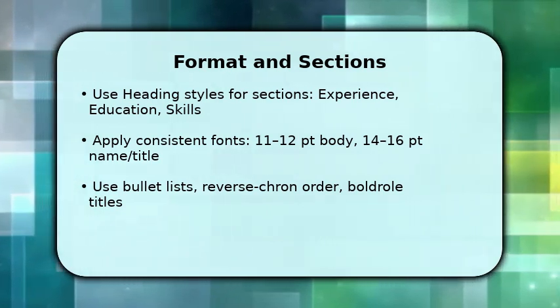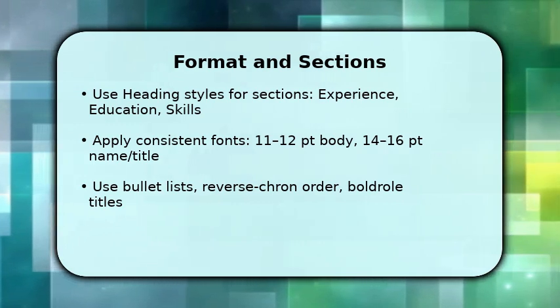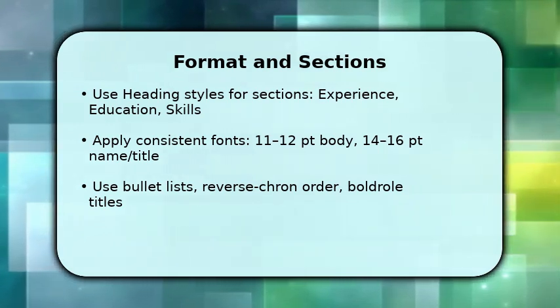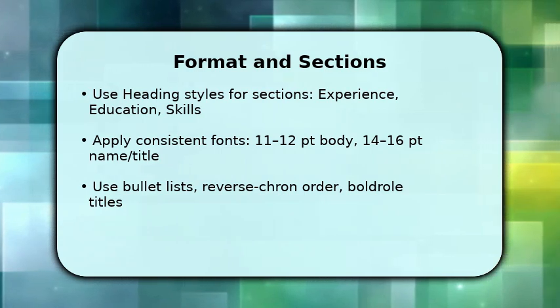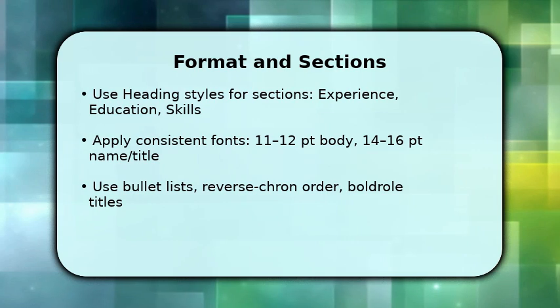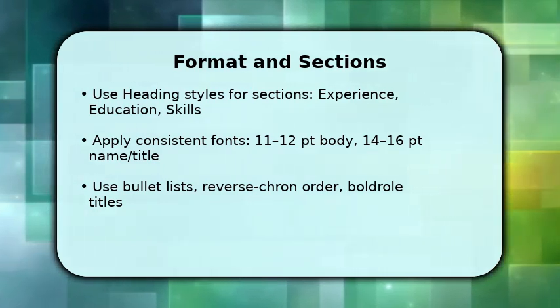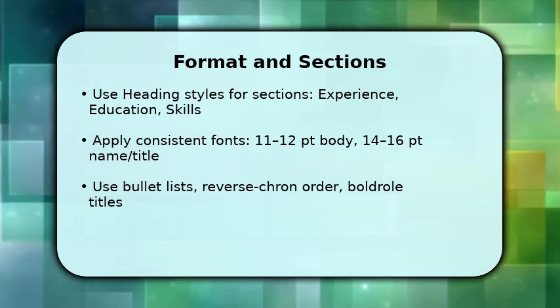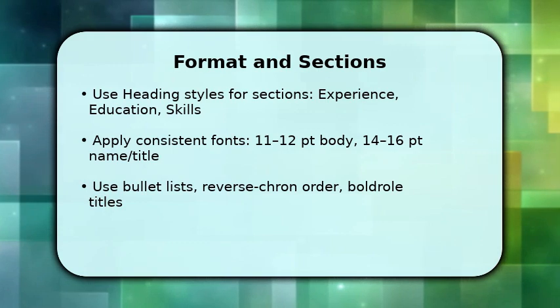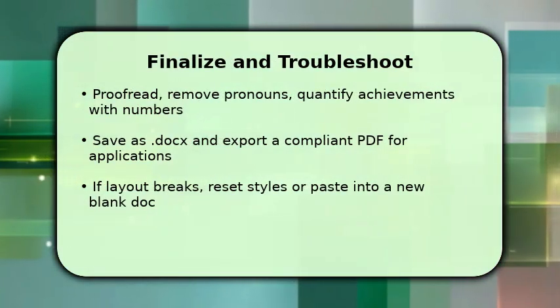Add experience, education, and skills in reverse chronological order, and format each job with bold titles and concise bullet lists of achievements. Once formatted, use spacing and tabs, not manual. You finish by proofreading and converting achievements into quantified results. Remove pronouns so bullets start with strong verbs and numbers that show impact.